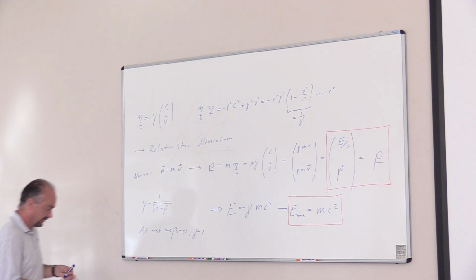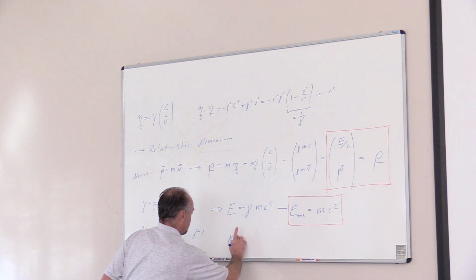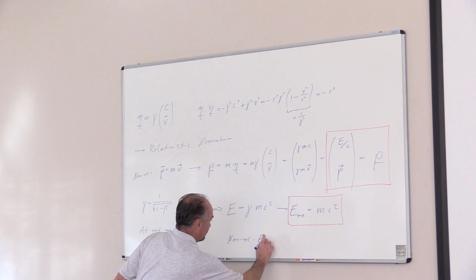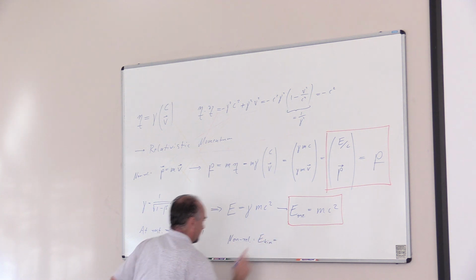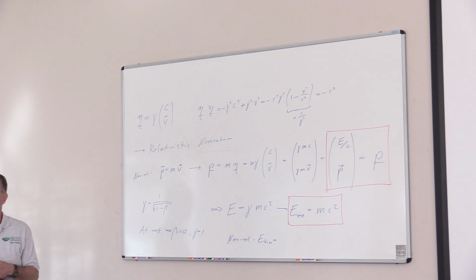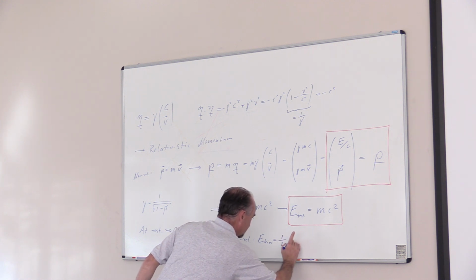We want this to be in a non-relativistic limit. We have a kinetic energy. What's the kinetic energy if we forget relativity for now, in terms of mass and velocity? Half mass and velocity squared. 1/2 mv squared, exactly.